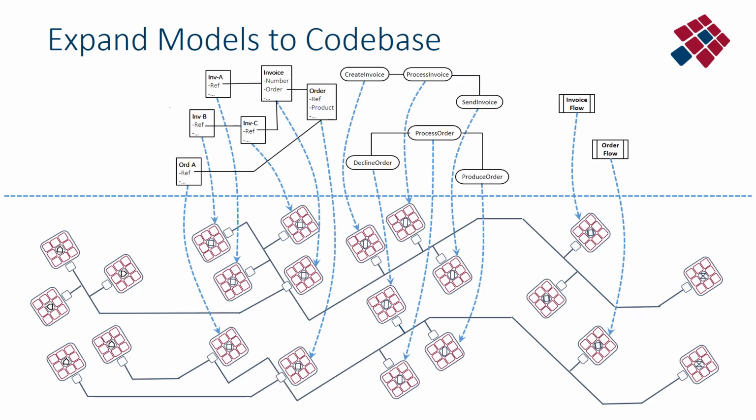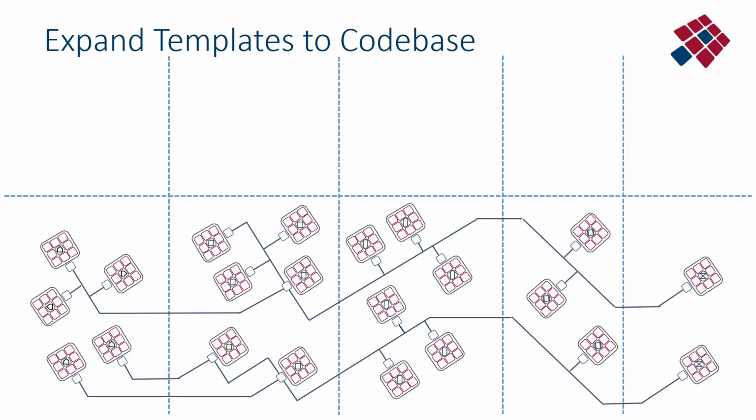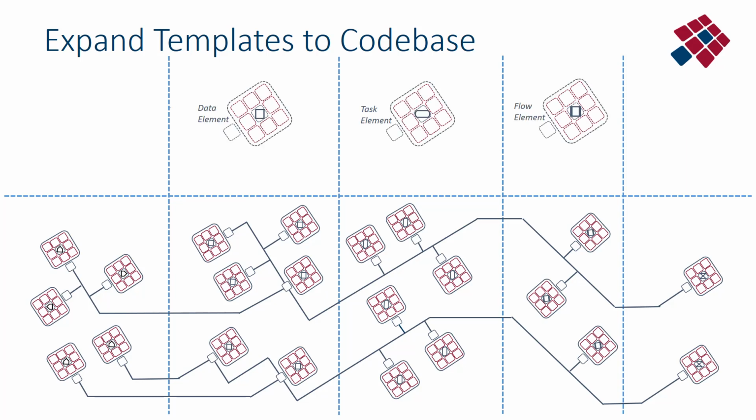You have a second dimension, and that's the templates, the various templates of the types of elements. You have the templates for the set or collection of classes of the data element. You have templates for the set or collection of classes of the task element, the flow, the trigger, and the connector.